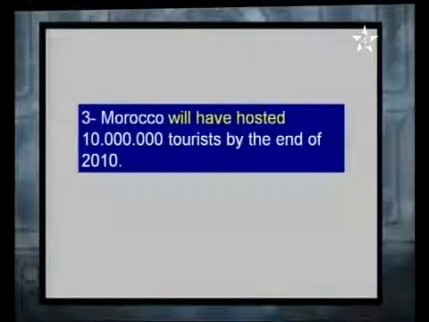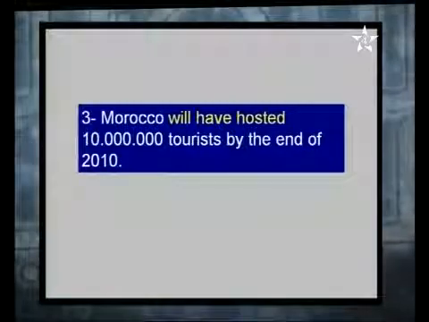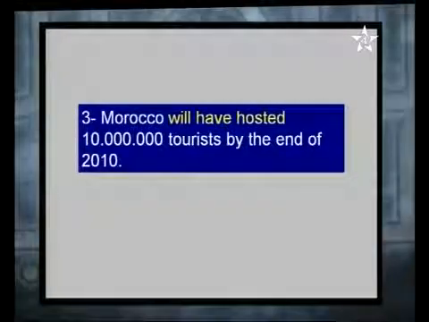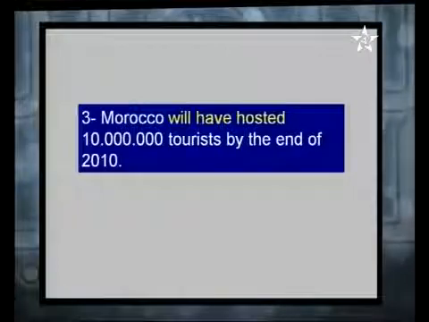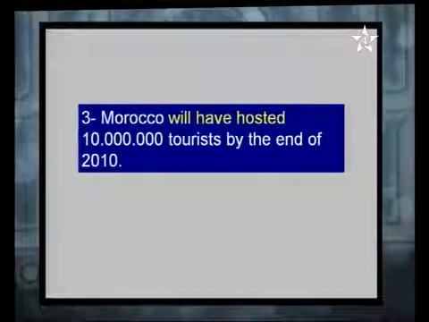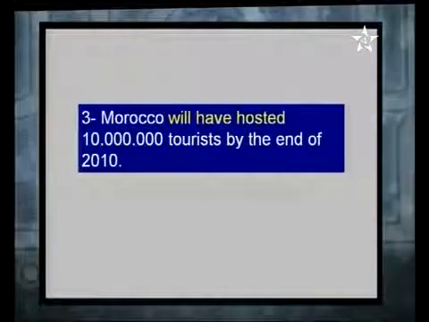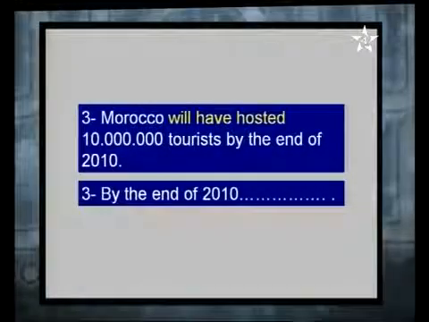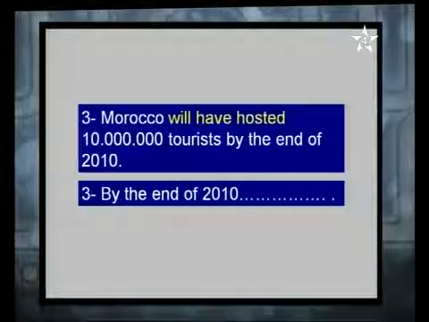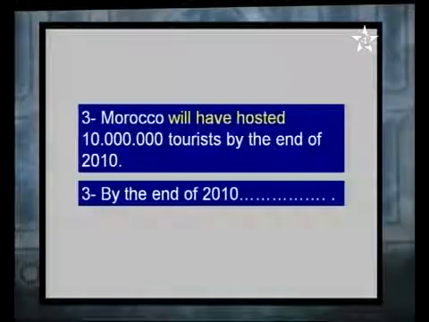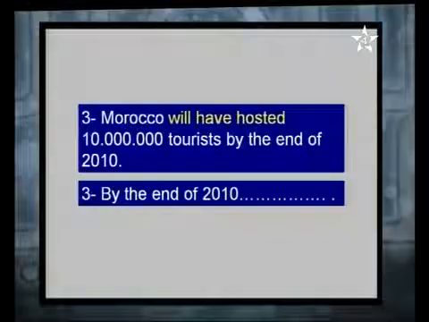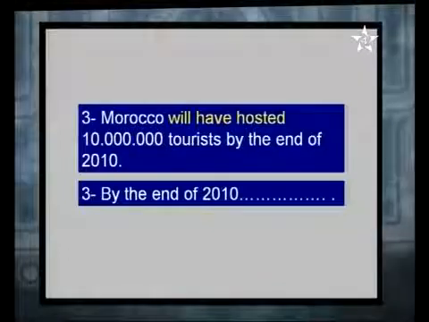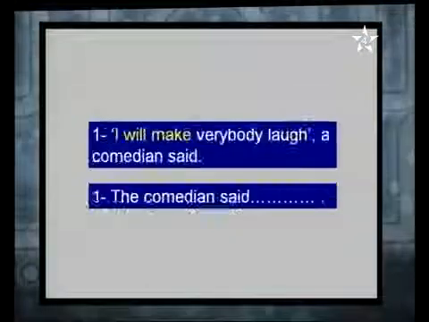Number 3, Morocco will have hosted 10 million tourists by the end of 2010. The sentence should begin like this. By the end of 2010, and you finish the sentence based on the information you have in the given sentence. Correction. So what do you think?